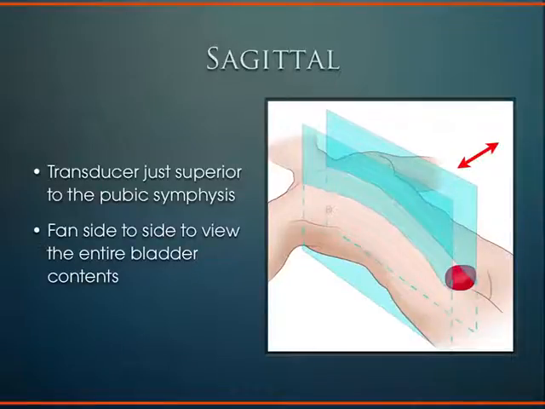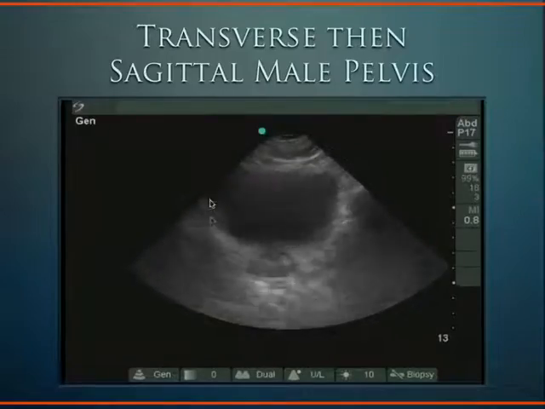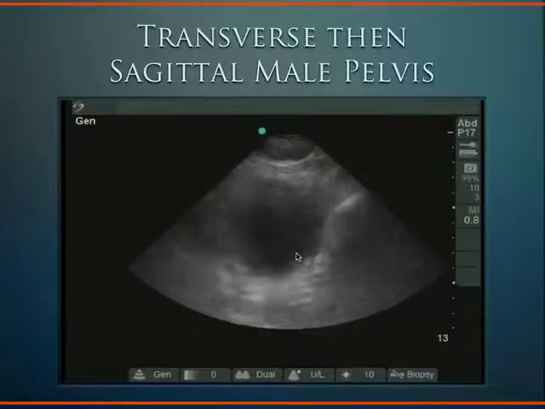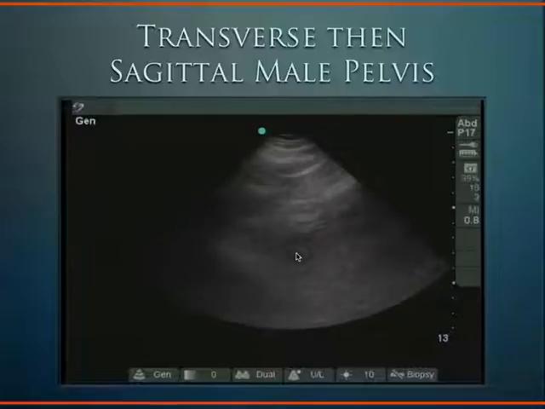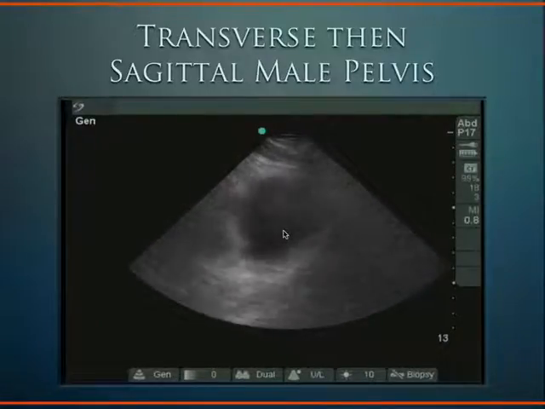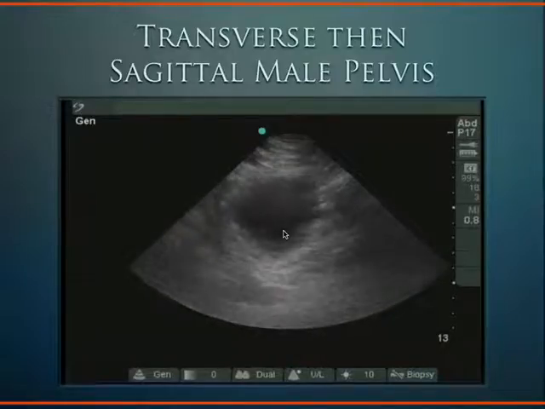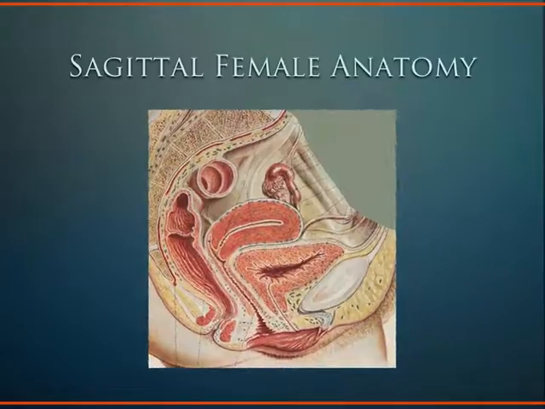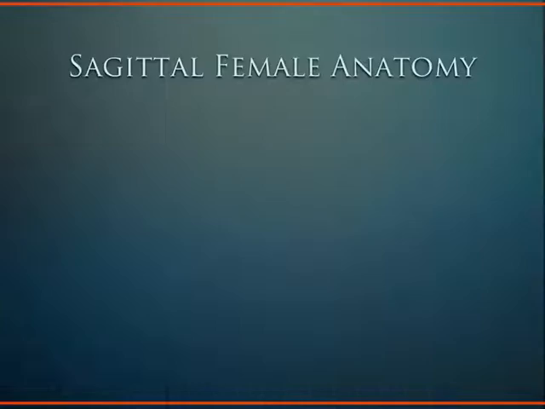We're going to sweep side to side through the bladder contents. So here's a transverse view of the male bladder, and then we're going to rotate the probe from that transverse view. Now it's in a sagittal view, and we're going to fan side to side through that bladder in a sagittal view. So first transverse, then sagittal. Now the female sagittal anatomy is a little bit more complicated, right? Because there's some extra organs there.